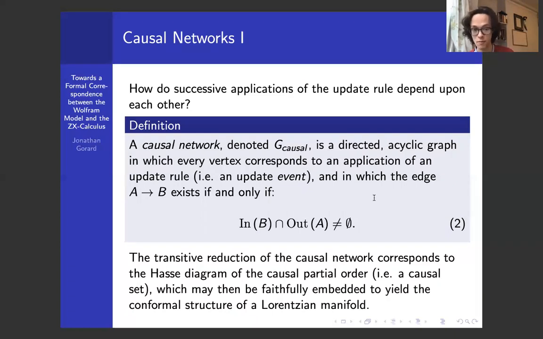So then if we take our causal network and we compute its transitive reduction, we get the specification of a partial order relation. We get a Hasse diagram for a causal partial order relation that's telling us the structure of causal relationships between each update. And so in effect, that tells us how these different applications of the updating rule depend on each other. So when you have a pair of updating events that are not causally related, it's telling you that it doesn't really matter in what order they get applied. But if they are causally related, then obviously it does matter.